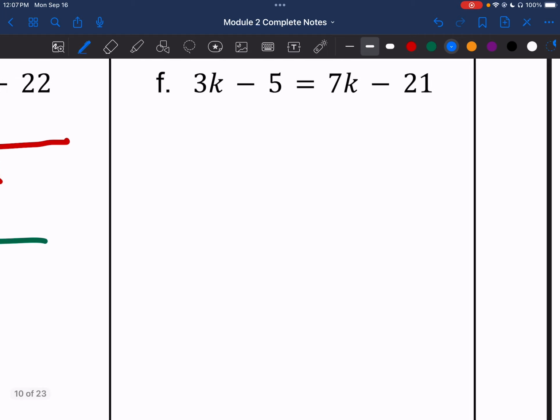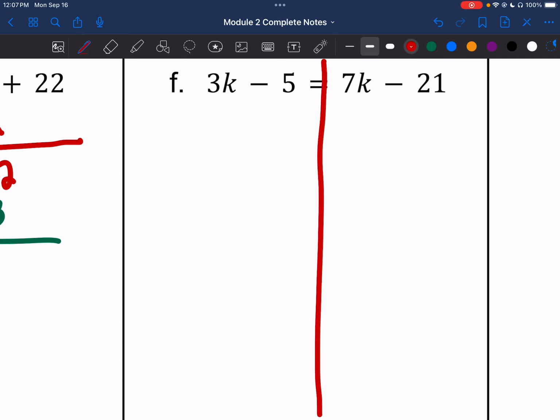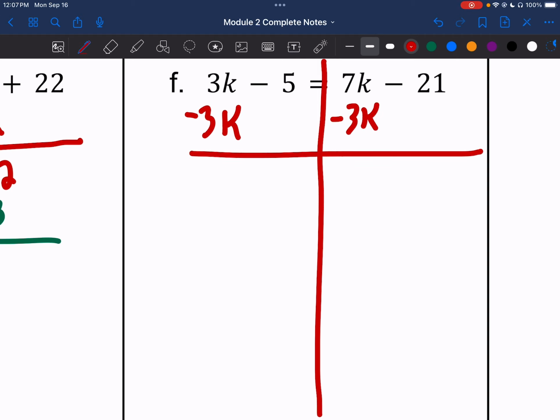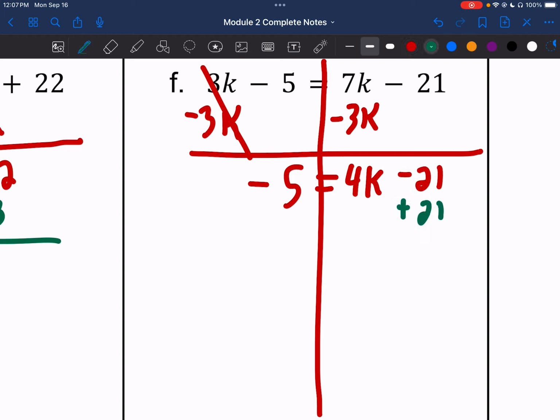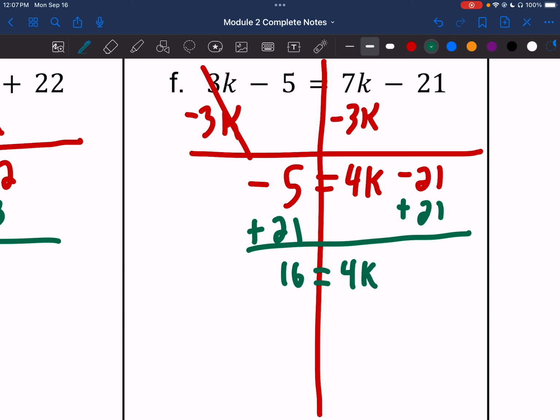And letter F. Again, we start off with our dividing line, and I see that I have more k's on the right than I do on the left, so I'm going to subtract the 3k from both sides. Our 3k's cancel out. Negative 5 comes down. 7 minus 3 is 4k, and I have a minus 21. My next step is to add 21 to both sides, and I get that 16 is equal to 4k. And my final step is to divide by 4, and I get 4 is equal to k.